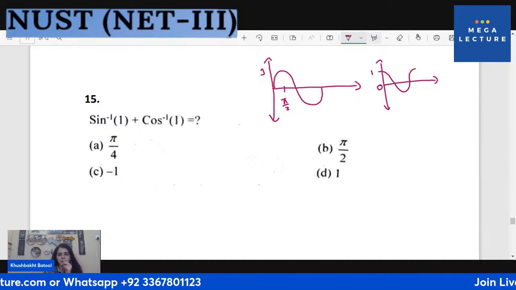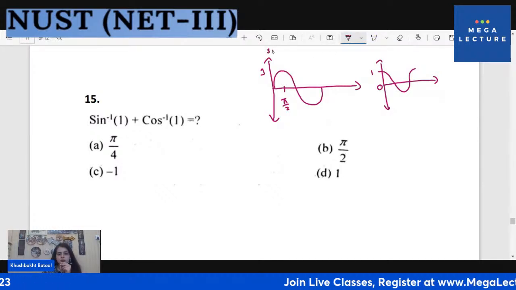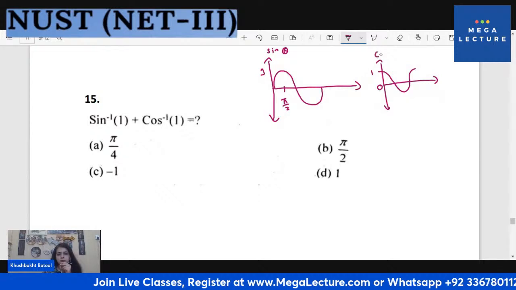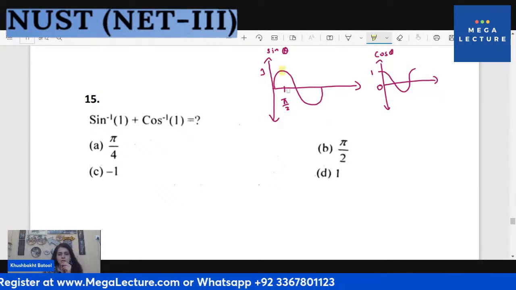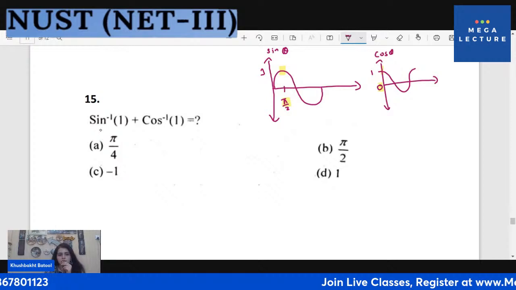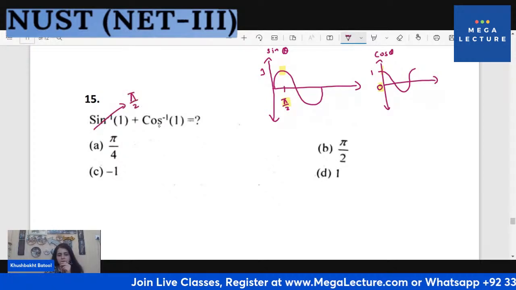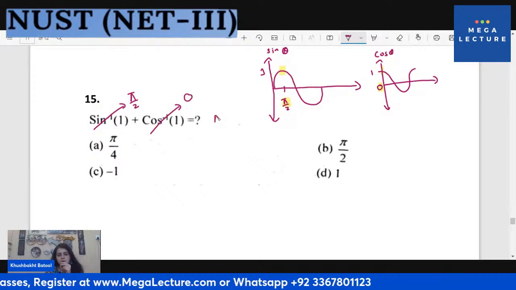Okay, now this is for sine, this is for cos. Sine is 1 when theta is pi by 2. Cos is 1 when theta is 0. So sine inverse of 1 is basically pi by 2 and cos inverse of 1 is basically 0. So this would give you pi by 2 as your answer. So it would be B.